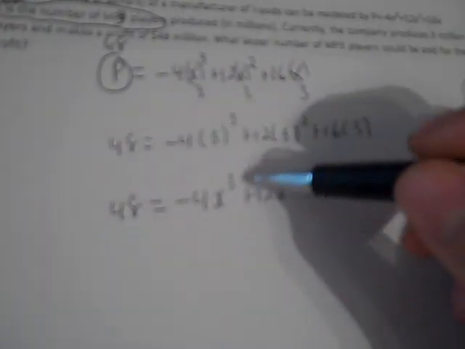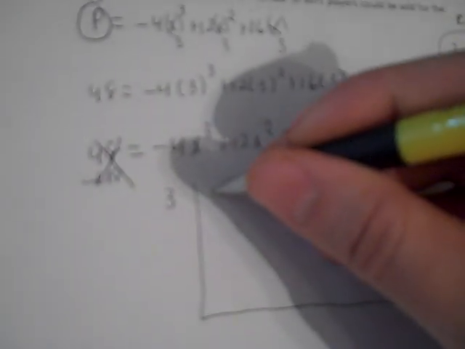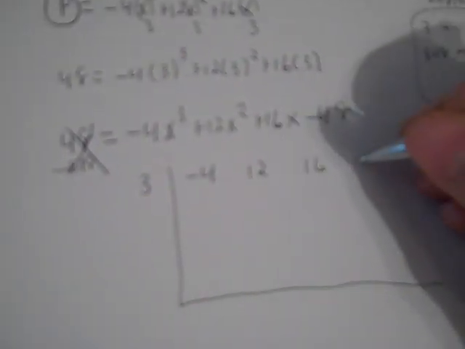Since I have X to all these different powers, I'm going to need a 0. So I get rid of the 48, and I subtract that behind everything. And now I'm going to go to my synthetic division, because I have one of my answers already. 3 is the first answer, so 3 is my divisor. And then my dividend is negative 4, 12, 16, and negative 48.